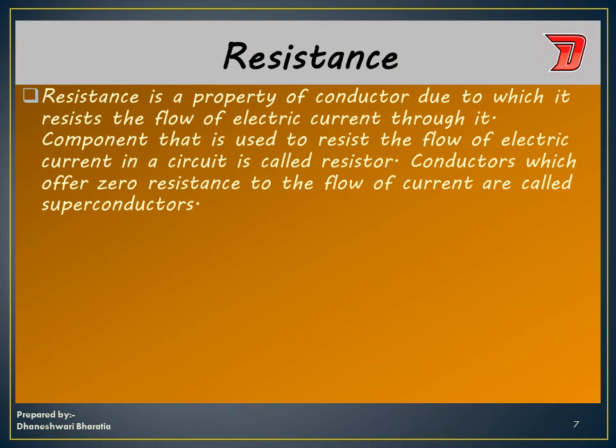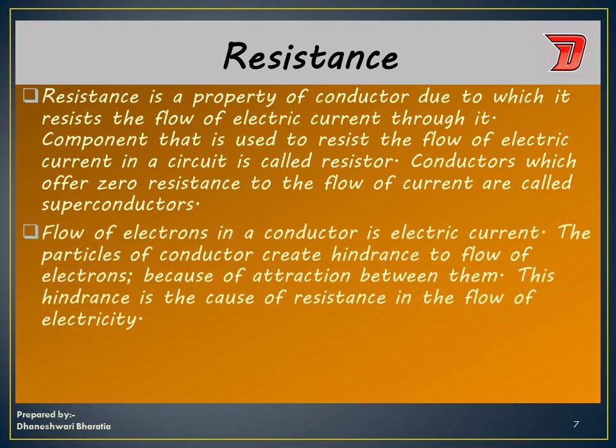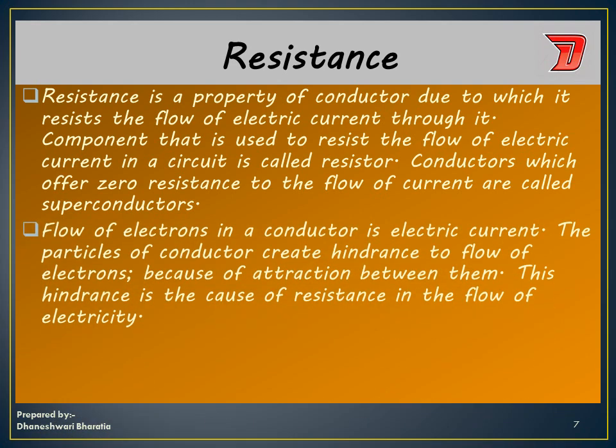Resistance. It is a property of a conductor due to which it resists the flow of electric current through it. The component which is used to resist the flow of electric current in a circuit is called a resistor. Conductors which offer zero resistance to the flow of current are called superconductors. Flow of electrons in a conductor is electric current. We have discussed it in the first session itself.